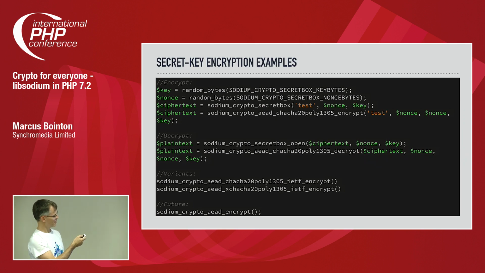So all we do is we pass in to the secret box function the text that we want to encrypt, the nonce that we just generated up here. Notice that we've got this secret box nonce bytes constant telling us exactly how much data to produce, and similarly for the key bytes. So we give it the nonce and the key.